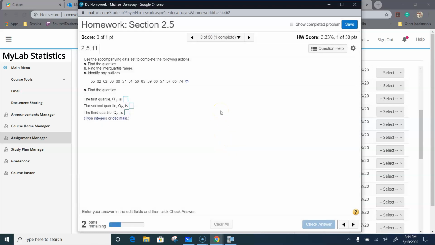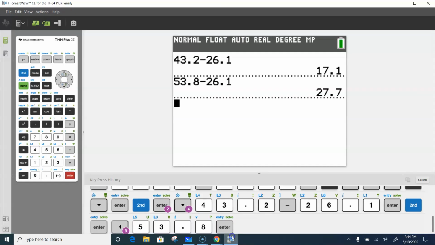Okay, so we want to decide whether or not there are any outliers here, and we'll use the 1.5 IQR rule for that, or really we can just use our calculator and the modified box plot. So first thing I want to do is take all these numbers and put them in a list in my calculator. Okay, so remember how that works.